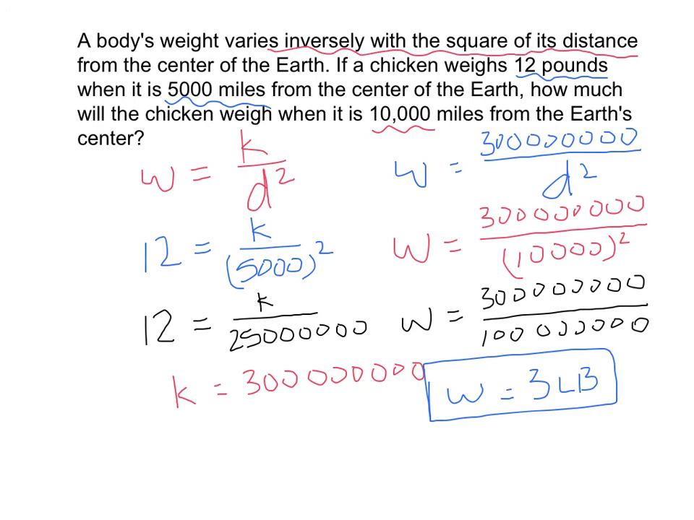Inverse variation involves two variables that change in opposite directions. As one thing gets bigger, the other thing gets smaller. So in this case, the generic equation is y equals k over x. This is what makes it different from direct variation. Also, we're never going to have the point 0, 0 on our inverse variation graphs because k is never going to equal 0.